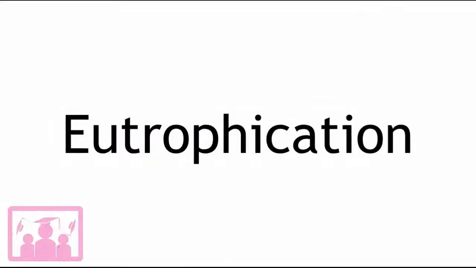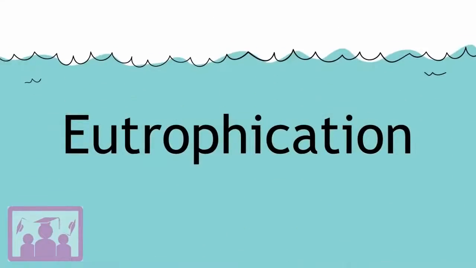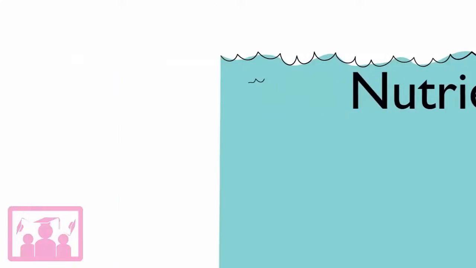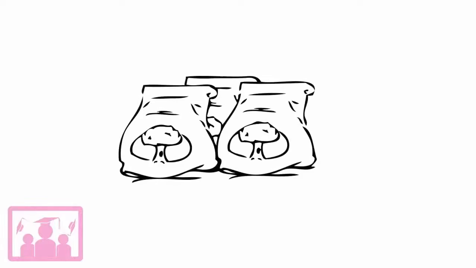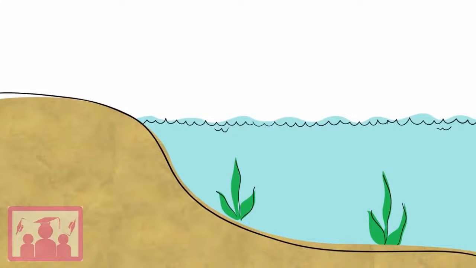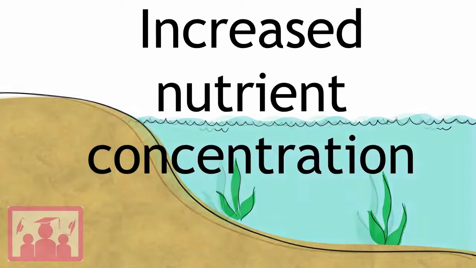Eutrophication is a process that can happen in a water body, like a river or lake, when too many nutrients are added to the system. Eutrophication starts when fertilizers, which are rich in nutrients like nitrate and phosphate, are washed into the river or lake system. This leads to an increase in nutrient concentrations in the water.